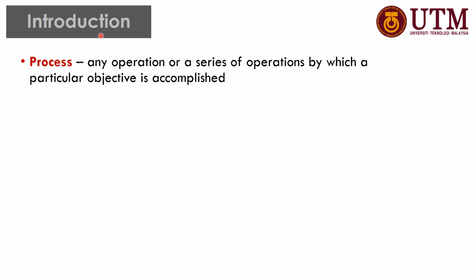Okay, so in order to start our module, it would be good if we first discuss the definition of the terms which are appearing in the module. And the first one is process. So what is actually a process? A process is any operation. It can be a single operation or a series of operations by which a particular objective is accomplished.